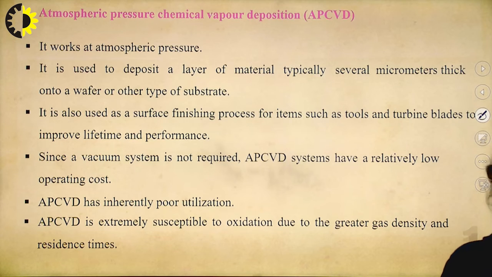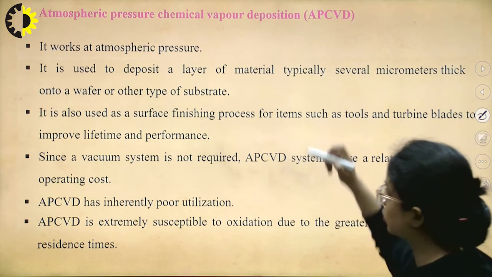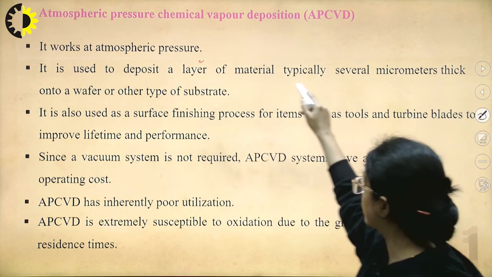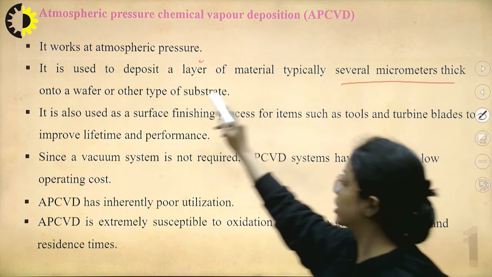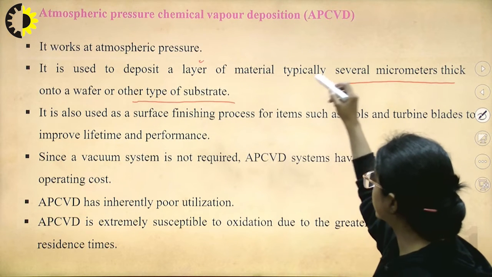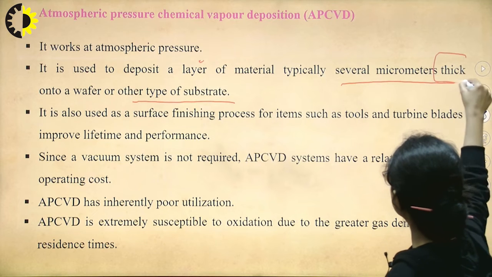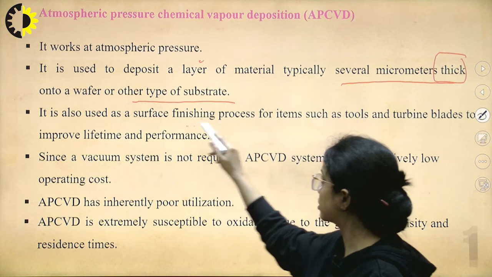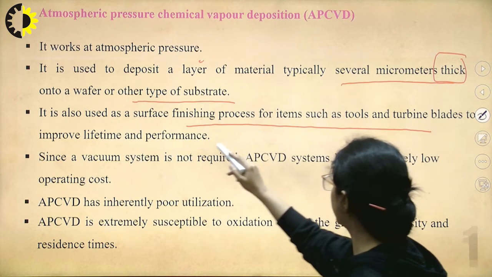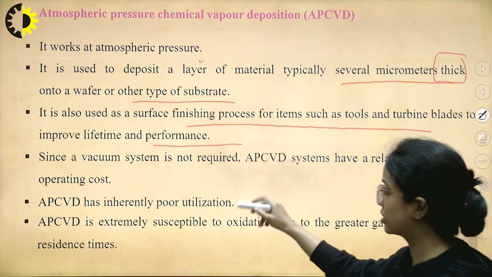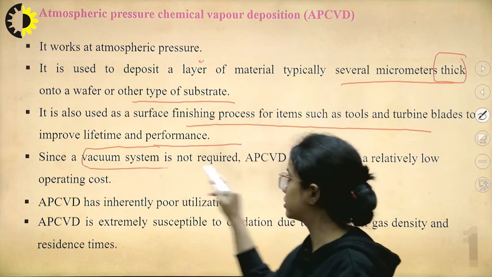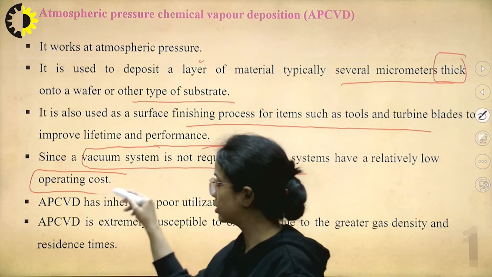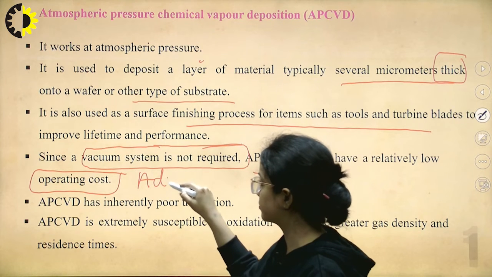Atmospheric pressure chemical vapor deposition works at atmospheric pressure. It is used to deposit a layer of material, typically several micrometers thick, onto a wafer. So when thickness is the constraint and we need to deposit, we will go for atmospheric pressure. It is used as a surface finishing process for items such as tools, turbine blades to improve lifetime and performance. A vacuum system is not required here, and the APCVD system is low cost. So this is the advantage here.